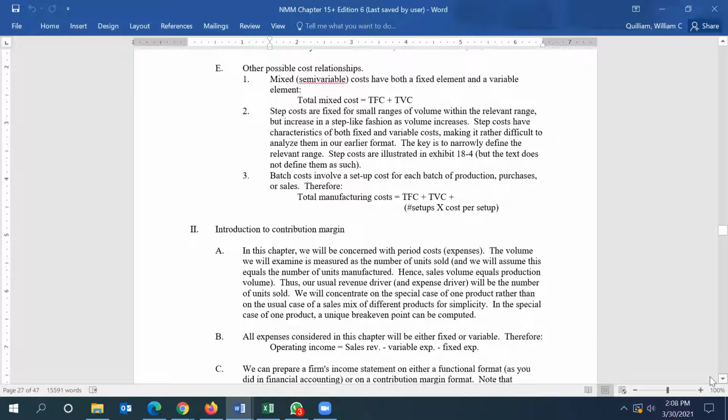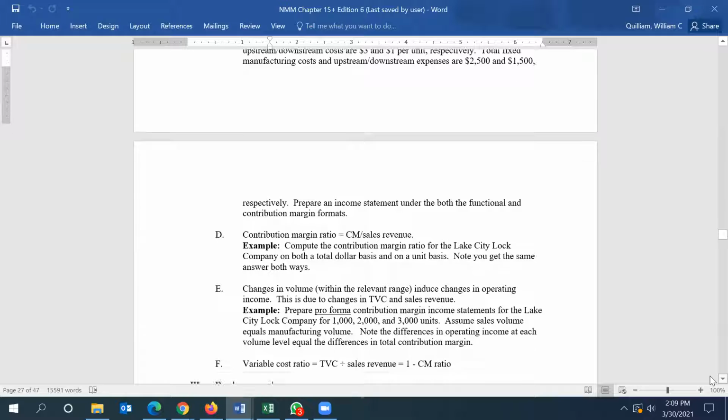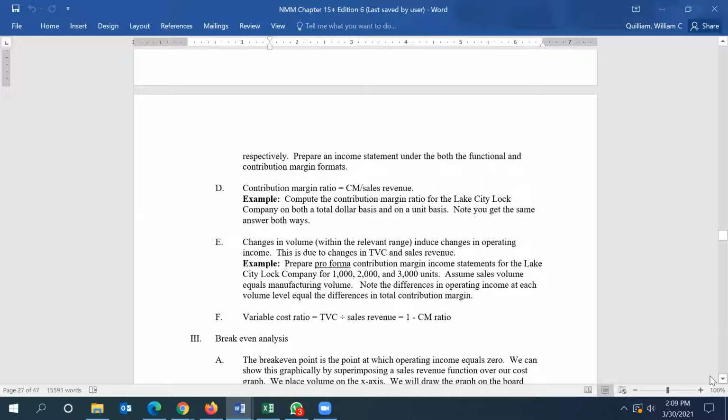Then a couple of other possible cost relationships, actually three. You should know what they are. In the case of mixed and total manufacturing costs, be able to compute them. They're quite easy. Then we got into contribution margin. So we saw contribution margin income statements. We saw that in those, we simply reorder variable costs and fixed costs. Just helps us with analysis if we do them this way. So you should know everything under there.